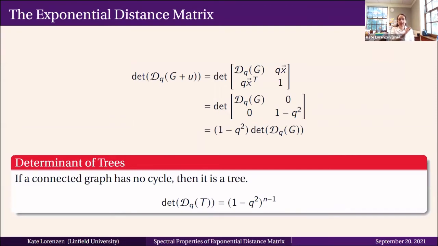Right, so this is going to be very similar to the result for the distance matrix, where the determinant of a tree does not depend on the structure, it's only going to depend on the number of vertices in the graph.